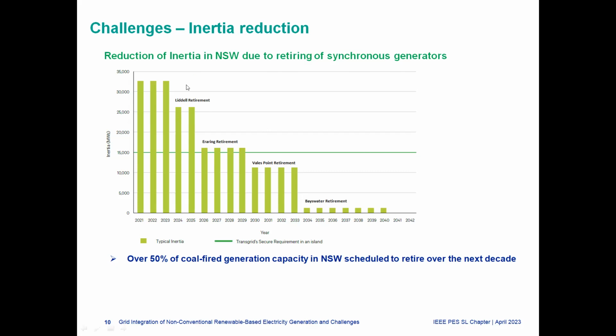Then in 2025, another generator, about 2800 megawatts with four 700 megawatt units, is retiring in 3 years time. Then another generator will retire in 2029. So you'll see that the inertia contribution is dramatically reduced with time. You'll have only a couple of generators after about 2033, that is in 10 years time. So we have to do something about this.